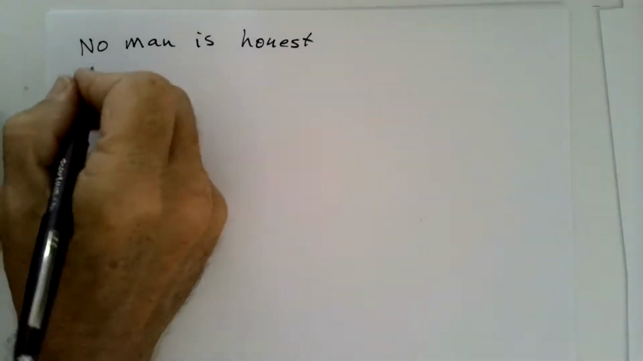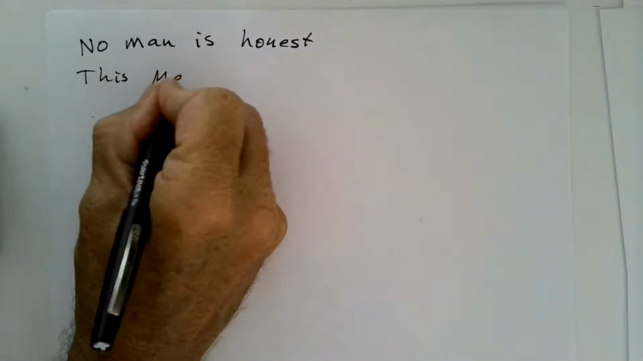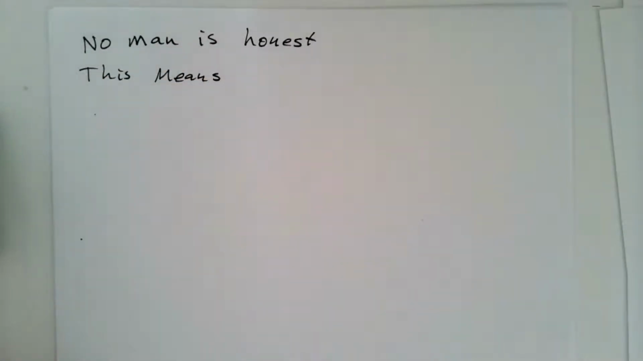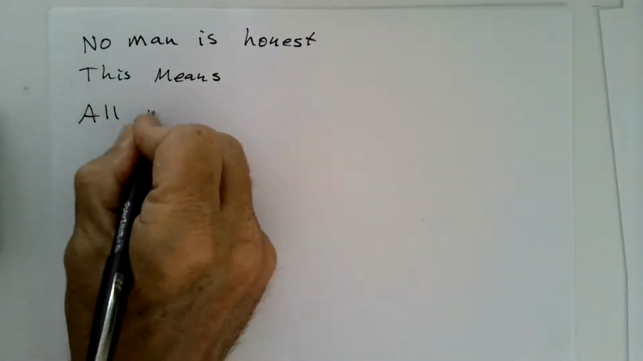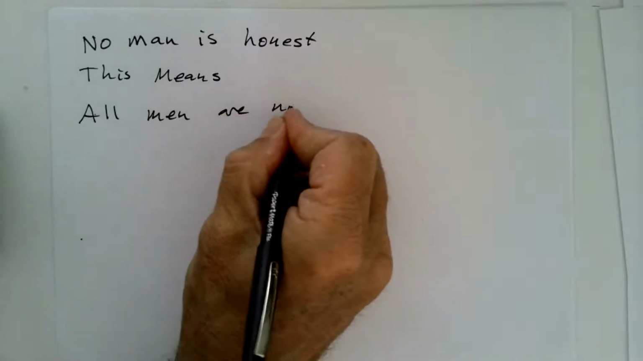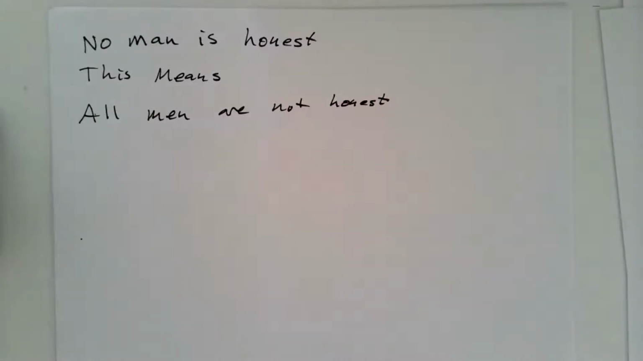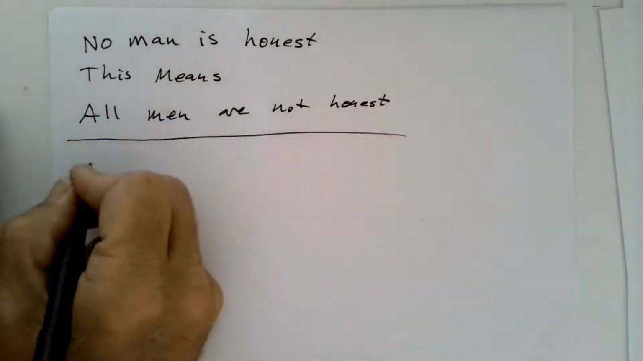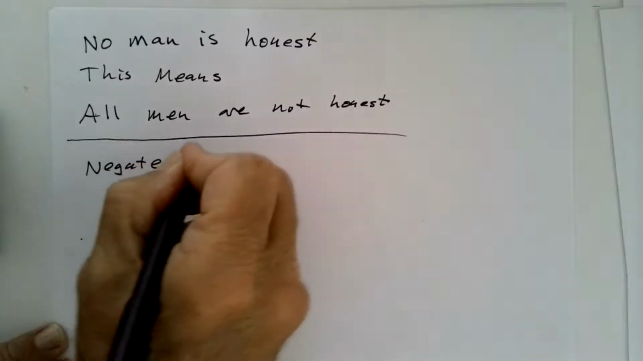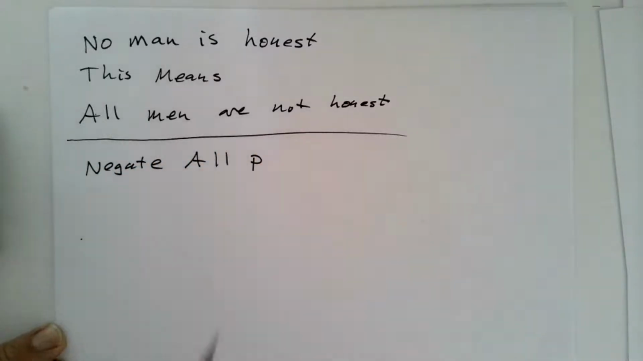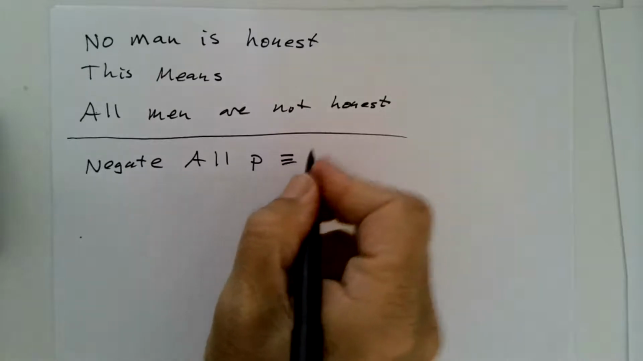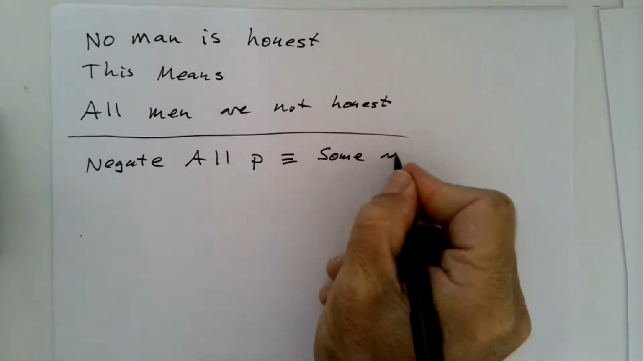I don't want to negate this yet. This means what? No man is honest means all men are not honest. Right? So all men are not honest. So if I want to negate that statement, how do I negate all men are not honest? Negate all P. How do I negate all P? If I negate all P, what do I get? That means some, not P.